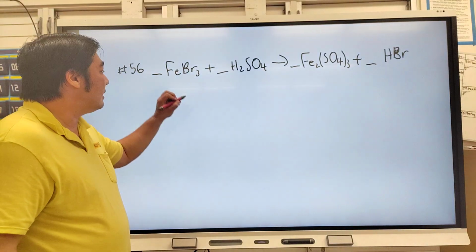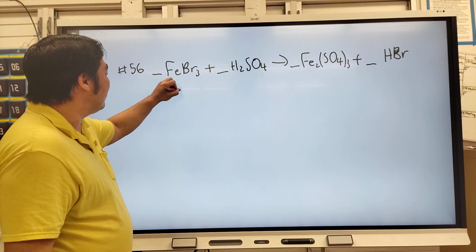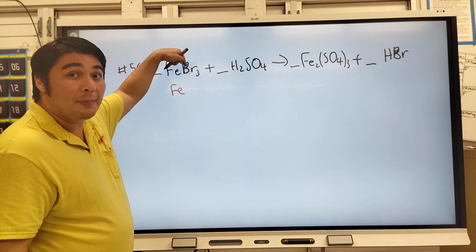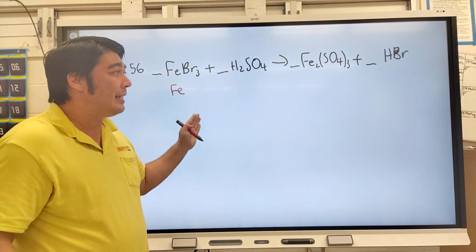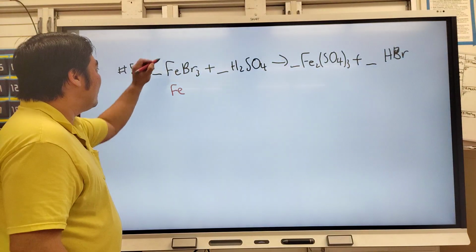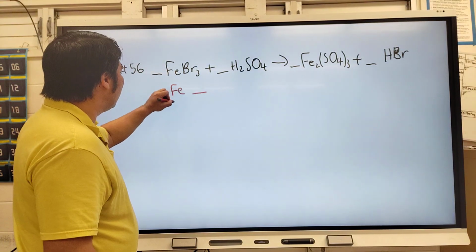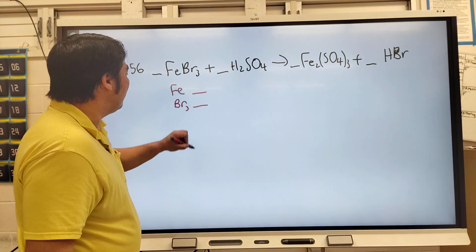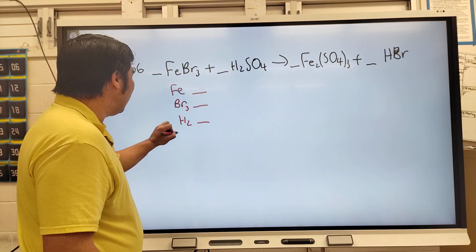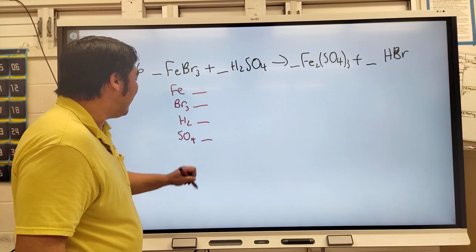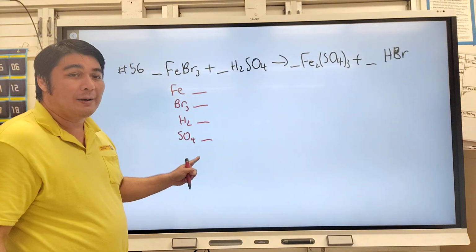So let's go through this. I'm just taking all of these different compounds and writing them down vertically to get what I need on the reactant side and on the product side. So we've got iron here, bromine 3 over here, H2 over there, then we've got our sulfate, and this is important. I keep the ionic compound together because that's where I'm going to get my hint.